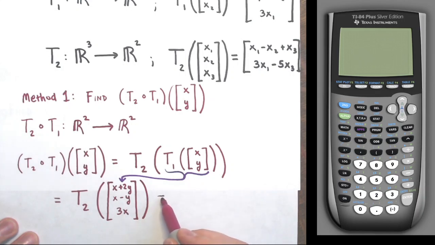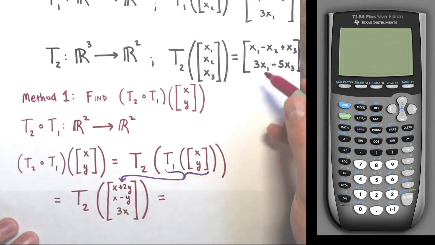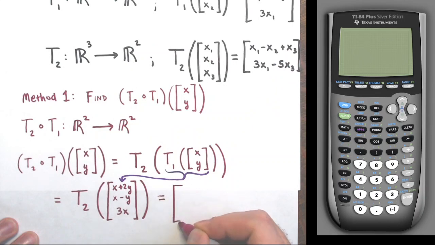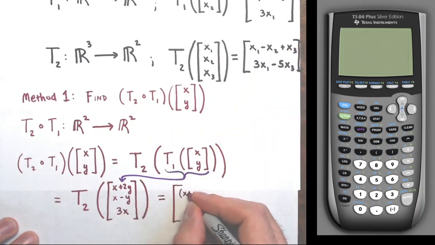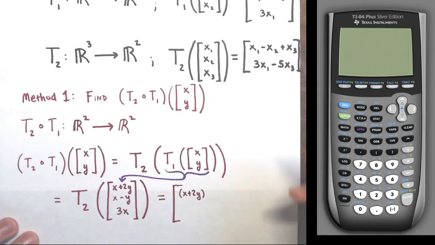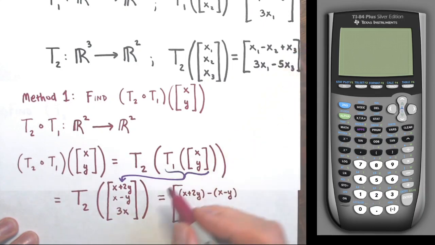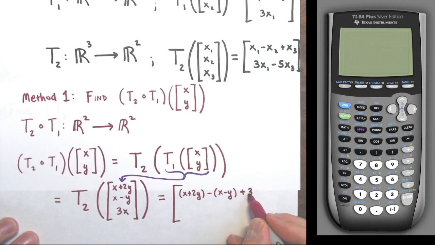Alright, so I apply T2 to this vector with 3 components here, and the output is again from R2 in T2. So I get this vector with 2 components. So x1, that's this x plus 2y, right, that's x1, minus x2, so minus the quantity x minus y, and then plus x3, so plus 3x. Alright, and I'll simplify that in a second, combining like terms and whatnot, the x's and y's.